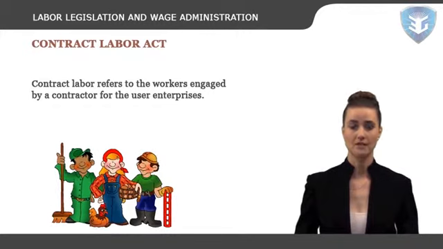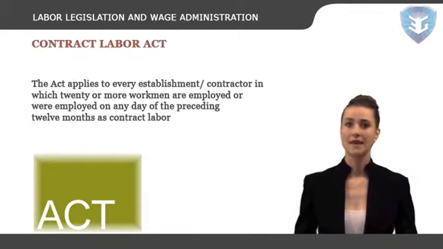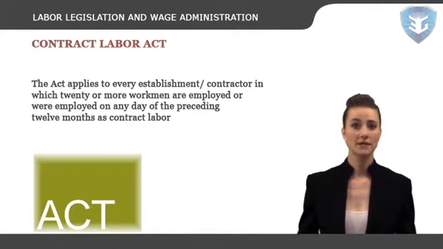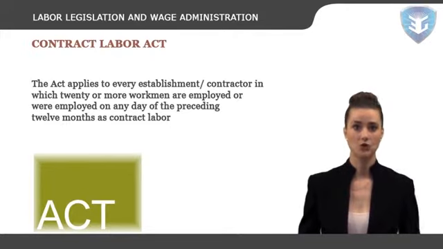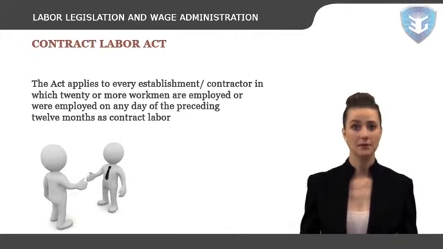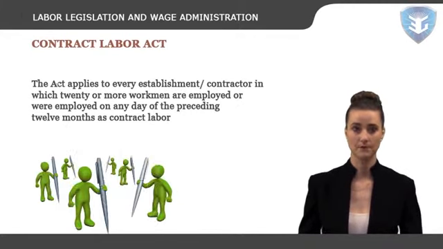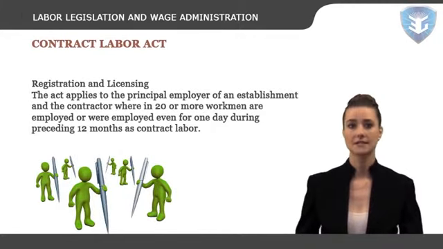The Act applies to every establishment and contractor in which 20 or more workmen are employed or were employed on any day of the preceding 12 months as contract labor. Every establishment and contractor to whom the Act applies has to register themselves or obtain a license for execution of the contract work. Registration and licensing.